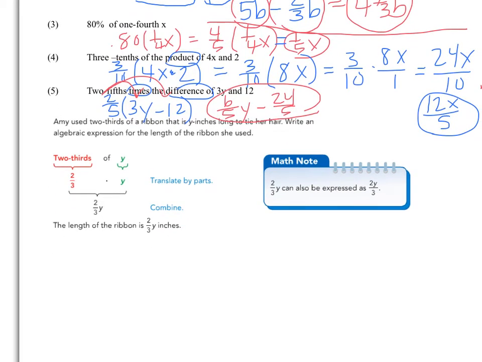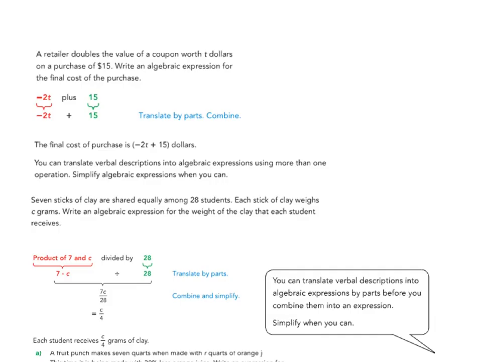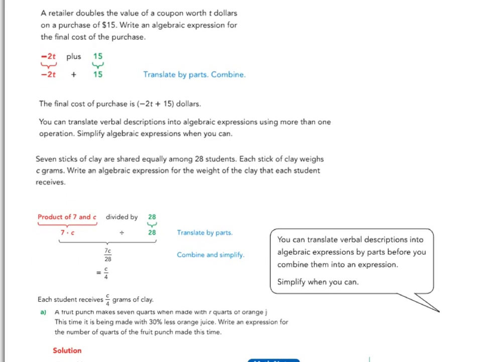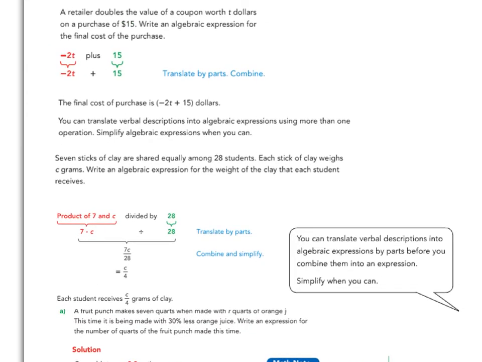This one we did in class already, so I'm going to move on. All right, a retailer doubles the value of a coupon worth $T on a purchase of $15. So doubles means times 2. $T, and it's $15. Since it's a coupon, you're saving money, so it's negative 2T plus 15. So the final cost of the item would be negative 2T plus 15.